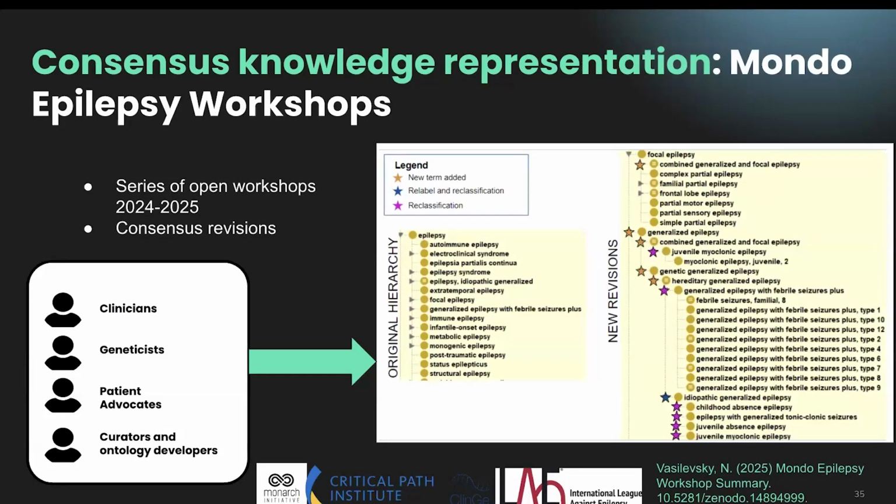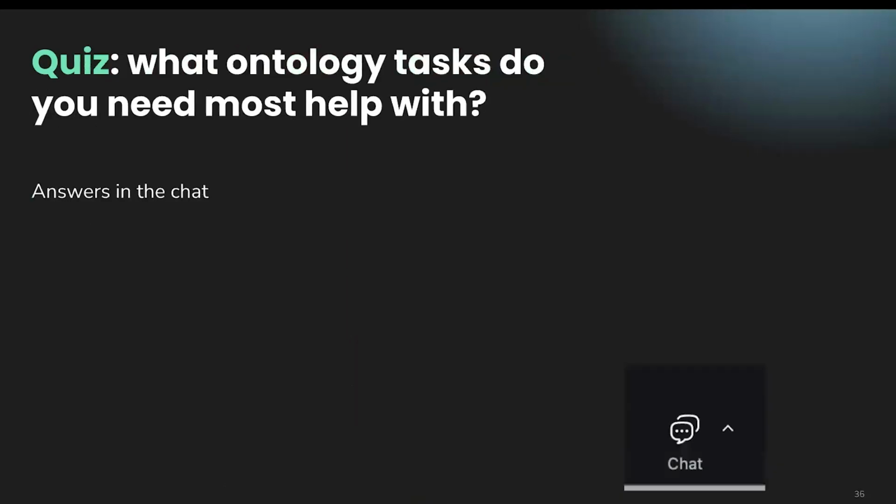So a lot of what we do involves workshops and bringing together experts. This is a summary of a workshop that we had quite recently for the Mondo ontology, where we brought together epilepsy experts, clinical geneticists and clinicians, as well as patient advocates and representatives of patient groups, with curators and ontology developers to refine and improve the ontology.